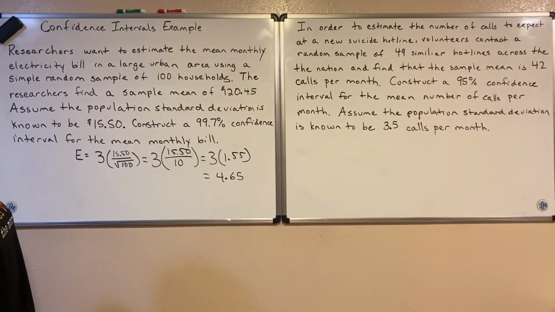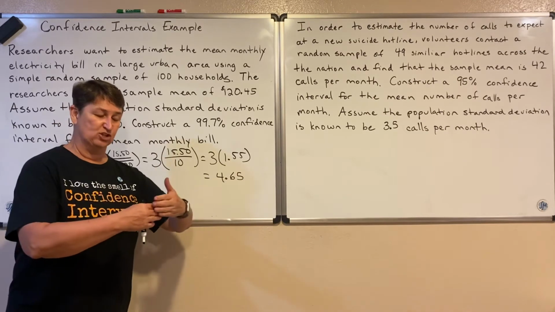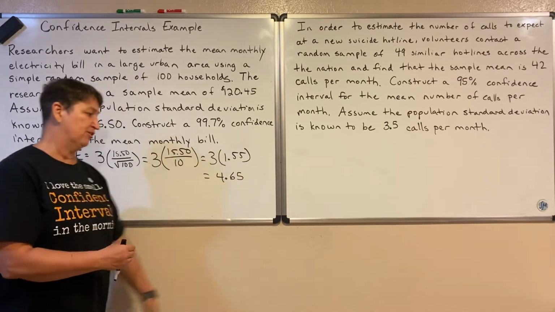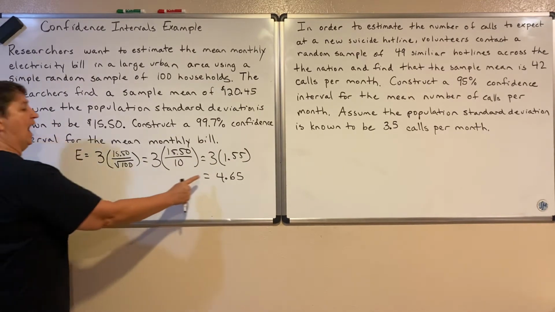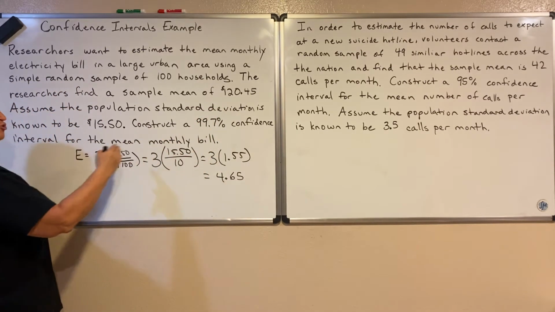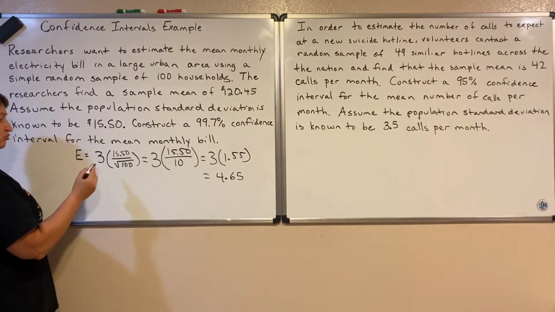So there I have $4.65, which is out 3 standard deviations. That's that distance from my mean, out 3 standard deviations. I'm going to take that margin of error and add it to my mean, and I'm going to subtract it from that sample mean. So first I'll do the subtraction.